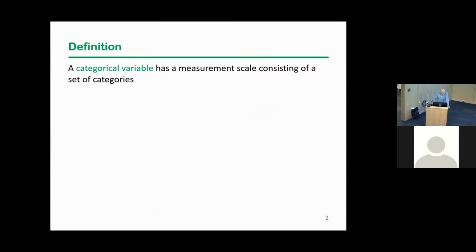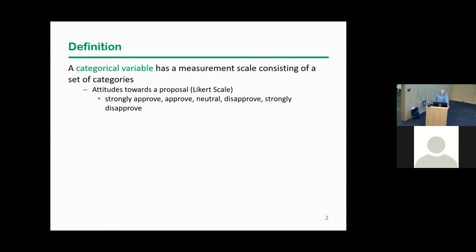So we'll start with the definition, and this definition is germane to categorical data. A categorical variable is a measure that consists of a set of categories. That seems obvious, but many times when folks come to me for help, they often provide me numbers. Categorical data analysis is kind of its own animal, and the methods that you use to deal with categorical data are pretty different. Some examples may be a Likert scale, maybe attitudes towards a proposal.